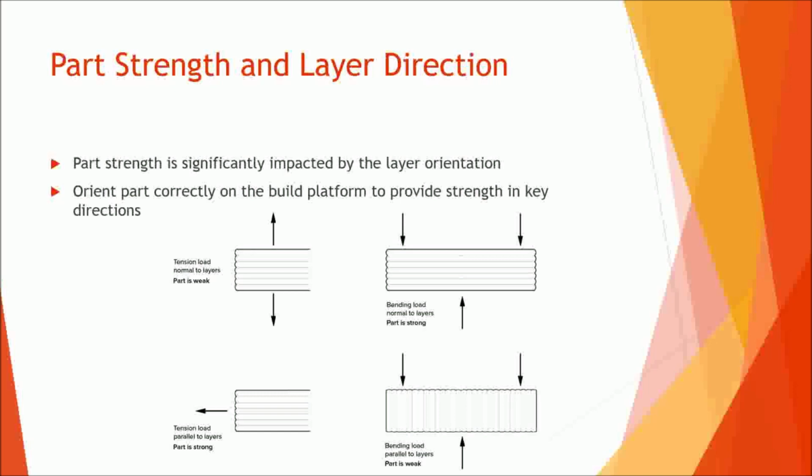Then we have a tension load applied in the other direction. You can see it's kind of pulling on the layers, axially, I guess you could call it, or along the layers. And the part is also very strong in this orientation. And again, we have a bending load applied, but the layers are in a vertical orientation this time, and you can see that if it was bent, it would be very easy for this part to crack right along one of these layers, because the layers are always the weak spot in an FDM part.